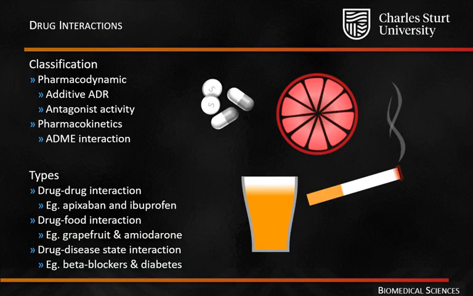For example, apixaban and ibuprofen, an anticoagulant and a non-steroidal anti-inflammatory drug. But we can also talk about drug-food interactions. For example, grapefruit juice, which is a cytochrome enzyme inhibitor, interacting with a substrate for cytochromes, for example, amiodarone. Or a drug-disease state interaction, for example, the use of beta blockers, which can mask hypoglycemic symptoms in a patient with diabetes.